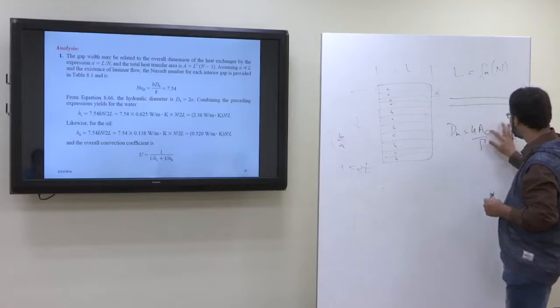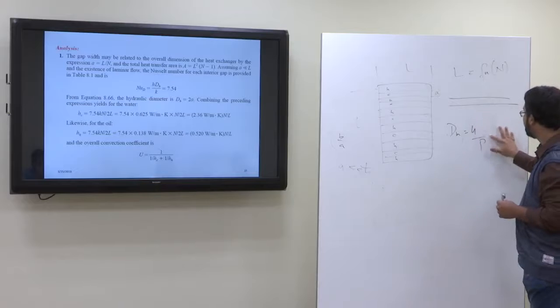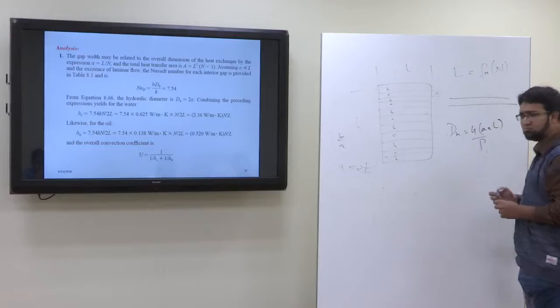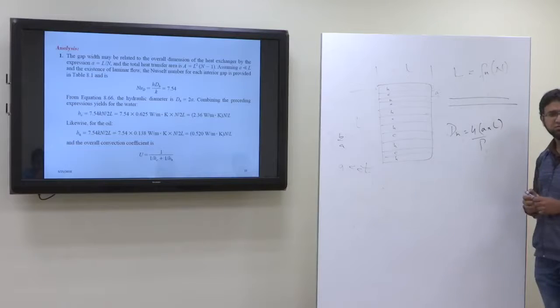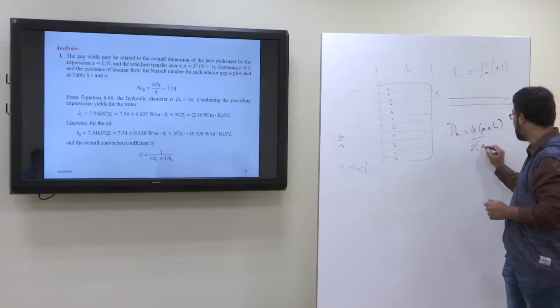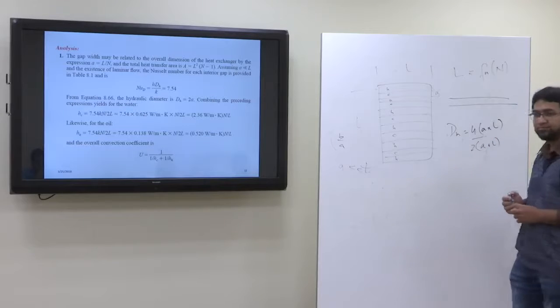Okay, so cross-section area is A into L. What's the perimeter? 2L, 2A. So 2 into (A plus L).